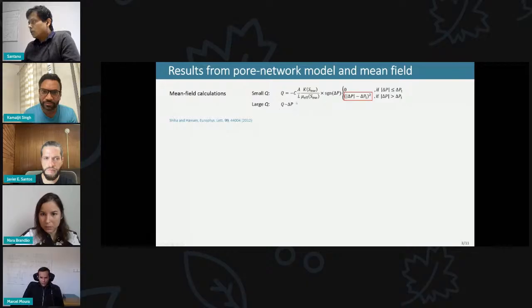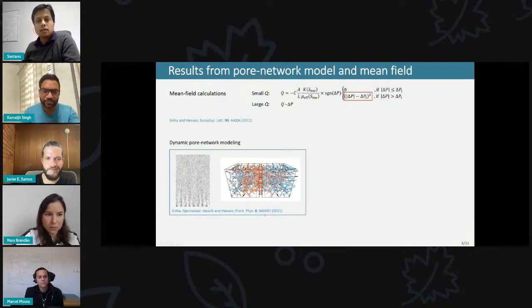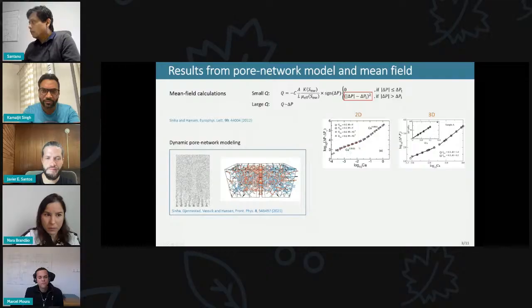And there is also a crossover to a linear regime when capillary forces become insignificant. And then we did numerical work with dynamic pore network modeling, both in 2-dimension and 3-dimension with reconstructed porous medium. Now, this pore network model I am not going to describe here today. If you are interested, you can have this recent article where we have all the technicalities about this model and how to implement it. So with this pore network model, we had agreement with this result.